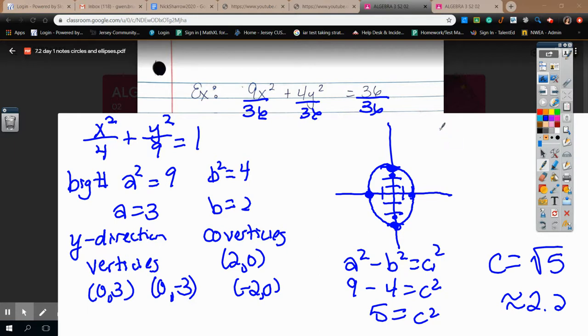So you need to say, where are these foci? You got to use your brain here. I'm over 0, but I went up to 2.2, which is the square root of 5. And then I was over 0 and I went down the square root of 5. So make sure you use the exact numbers there. Okay.